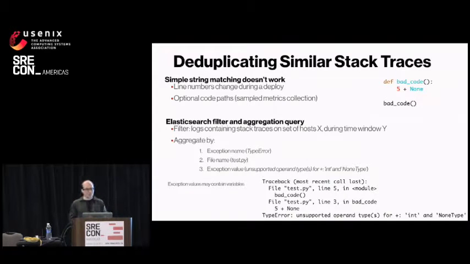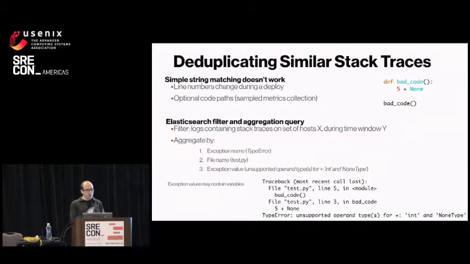The other problem we all see often is optional code paths. Maybe one error that's causing some problem will go through 2 or 3 different possible code paths based on some sort of random sampling, maybe some sort of stats metrics collection. So to solve this, we use Elasticsearch's powerful API to do a filter and aggregation query. We're filtering by logs containing stack traces on a set of hosts X during some time window, maybe right now, the past 30 minutes, on canary versus production.